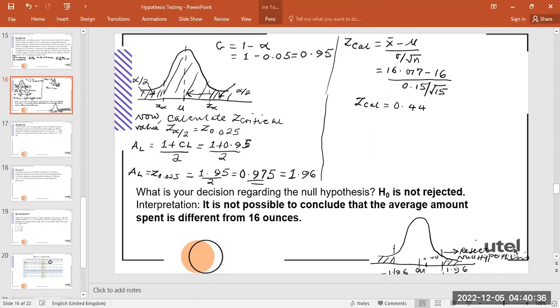And if our data had also fallen to the left of minus 1.96, we are also supposed to reject our null hypothesis. But since the data is not within the rejection region, it is within here, it simply means that we fail to reject the null hypothesis.